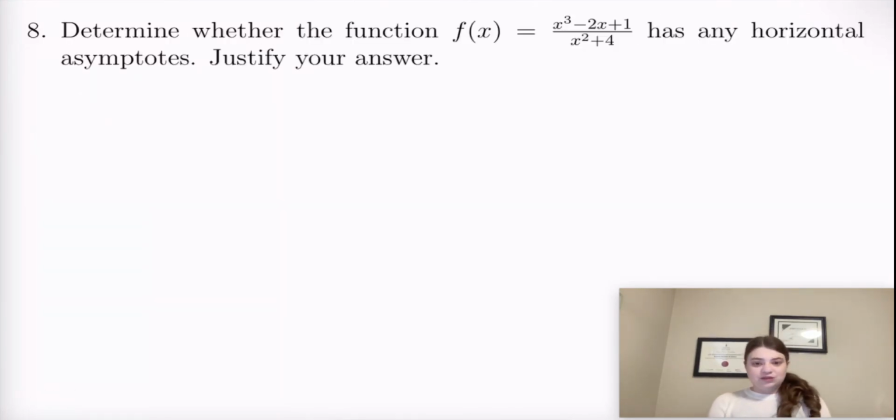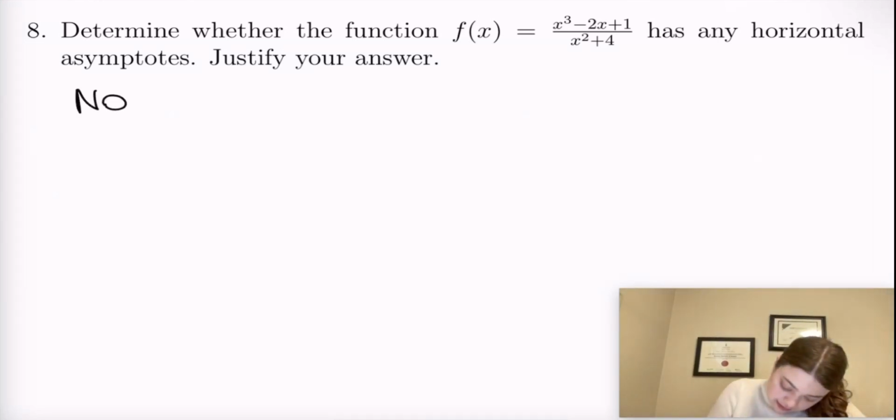All right, and here's one last one to round it out. It says determine whether this function has any horizontal asymptotes and justify your answer. Okay, so how do we know if it does or doesn't? If the degree of the numerator is greater than the degree of the denominator, then there are no horizontal asymptotes, which is the case here, so that's what we'll write down. If the degrees were the same, then it would just be the coefficient, so there would be one in that scenario. And if the degree of the denominator was higher than the degree of the numerator, then there would be one because it would be at y is equal to 0. So I'm going to say no, there are no horizontal asymptotes.